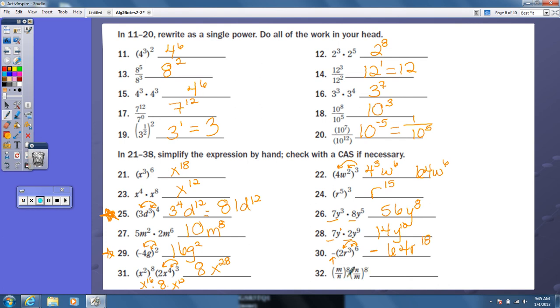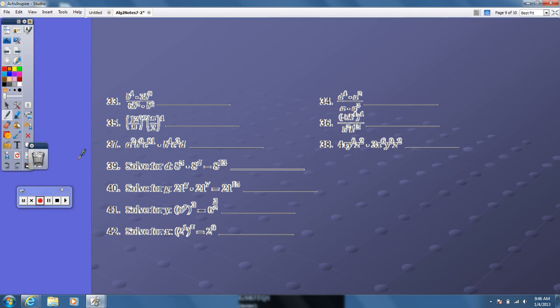And what do I have here? M to the 8th. They both get taken to this power. N to the 8th, and N to the 8th over M to the 8th. If I multiply them both, they would both kind of simplify out, and we're left with just 1. Okay, a couple more.